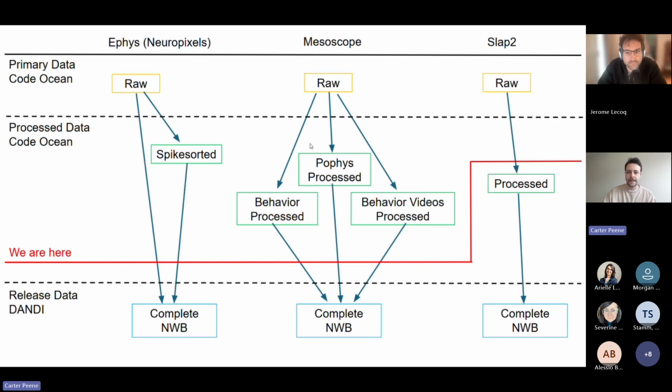But importantly, you should expect that for every Mesoscope session, there would be 4 processed assets on S3, and for every EFIS session, there should be 2.